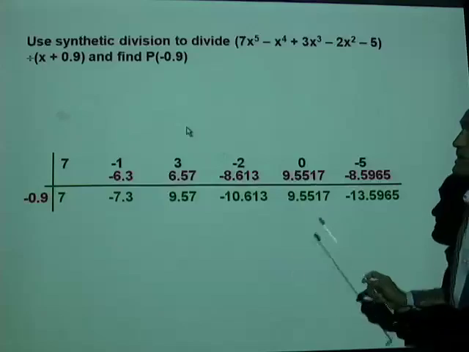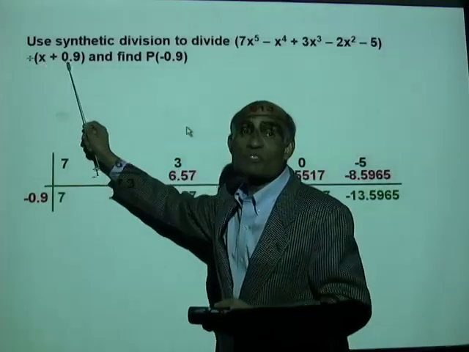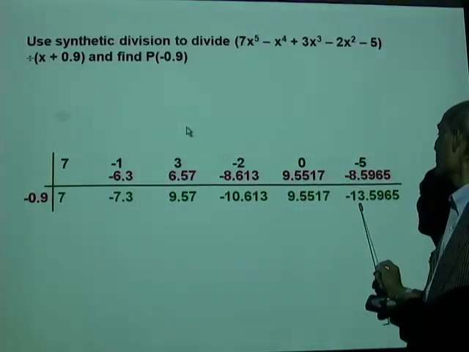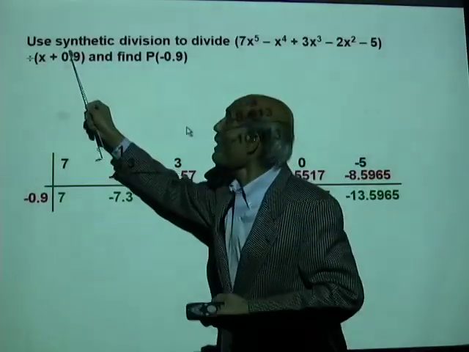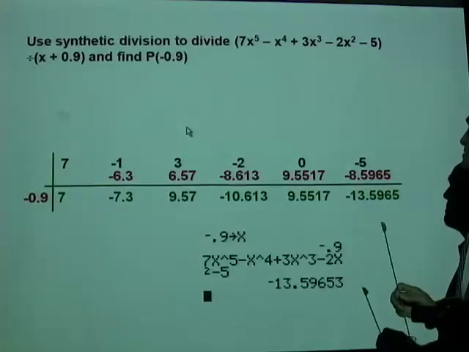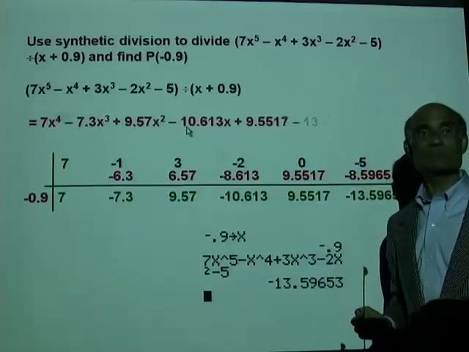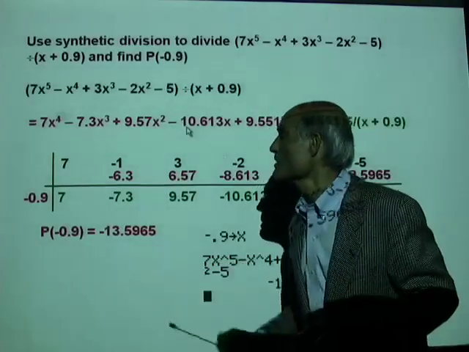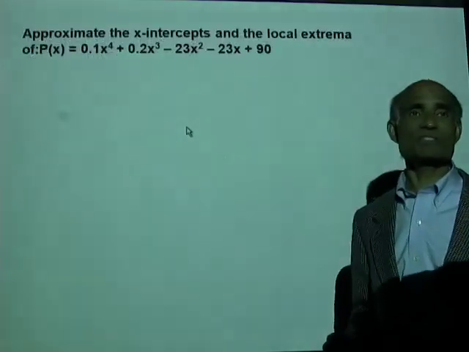In other words, when this polynomial is divided by this binomial, the remainder is negative 13.5965. Therefore, P of negative 0.9 is negative 13.5965. All right? Okay, so P of negative 0.9 is negative 13.5965.